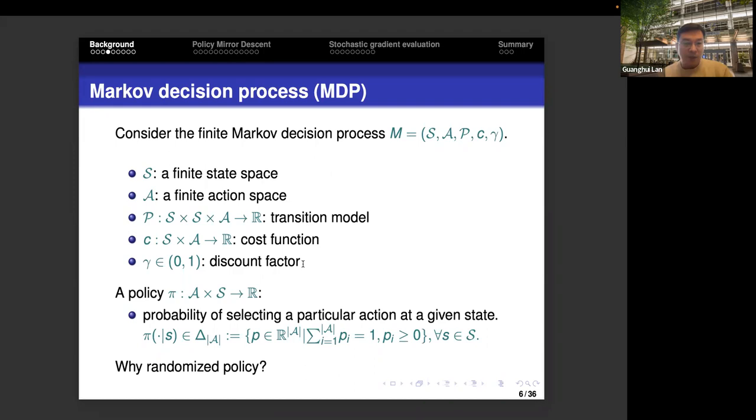So a policy pi, in this talk, we focus on a randomized policy. That means it defines a map from a state to a probability distribution over the set of actions. That means at the state S, it gives the probability of selecting a particular action at a given state, okay? So why do we consider randomized policy? Because, as we mentioned, sometimes randomized policy is preferred, okay? Also, by using randomized policy, we reduce the problem from a discrete optimization problem to a continuous optimization problem, as we will see a little bit later.